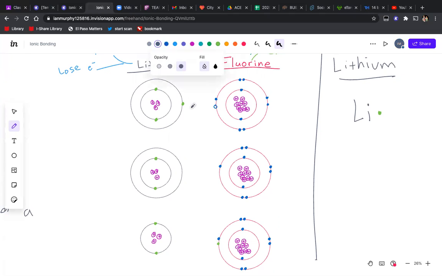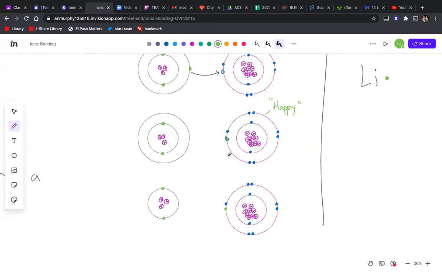So here's what's going to happen. Lithium, having a low ionization energy, meaning it'll lose electrons, is going to lose or give away its 1 electron to fluorine. And when that happens, fluorine ends up gaining that 1 electron. And as a result of that, fluorine obtains a full valence shell. Now fluorine has a full valence shell. It's satisfied. It's what we call happy, because it now has a full valence shell.